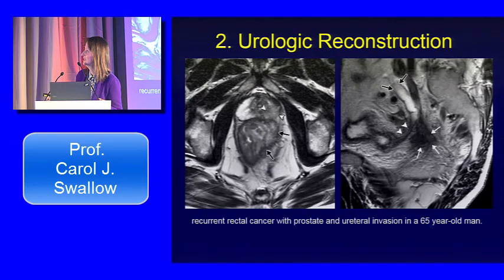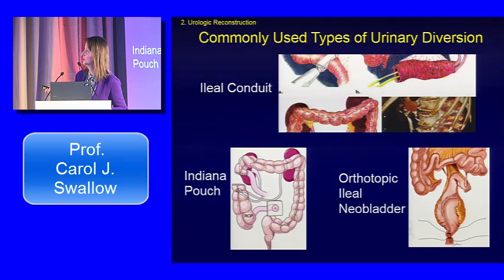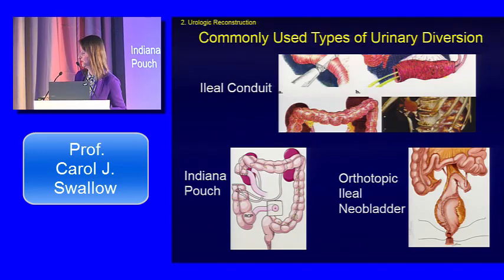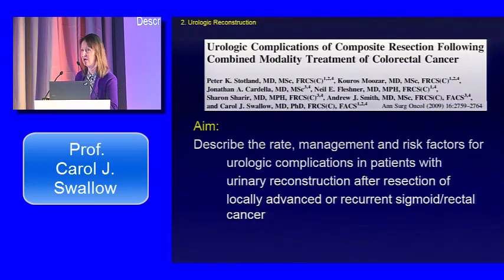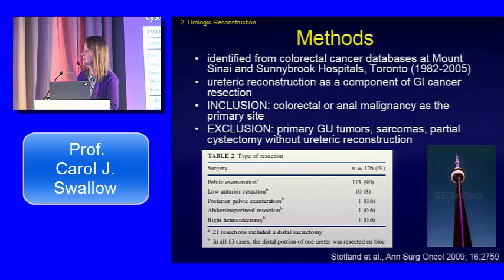Urologic reconstruction, so you can see here the involvement of the left ureter by this recurrent rectal cancer. Types of urinary diversion: ileal conduit, Indiana pouch, orthotopic ileal neobladder. There's some very fancy reconstructions that could be done, but what should be done? I was struck early in our experience by what seemed to be a very high rate of urologic complications in our patient population. I compared it to what was seen in other series across the world, and it did seem somewhat high, so we examined this in a more systematic way, looking at patients who'd had urinary reconstruction after resection of locally advanced or recurrent rectosigmoid or rectal cancer.